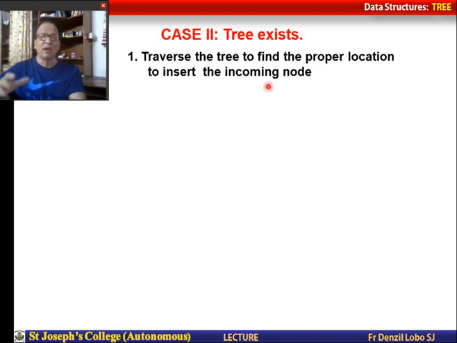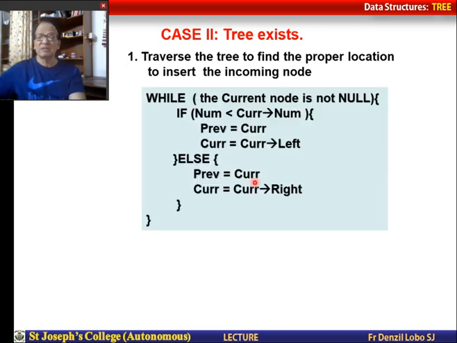I have to traverse. I have to go either in the left direction or the right direction, depending on the value of the incoming node. So we will deal with that. Therefore, this is for traversing. As this is pseudocode, as long as the current node is not null.